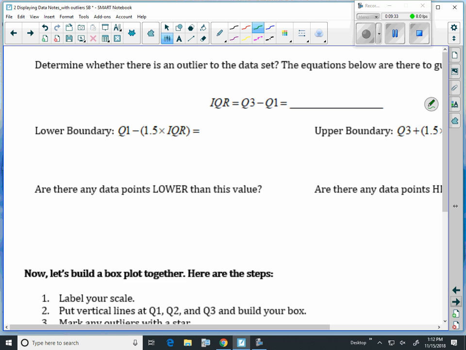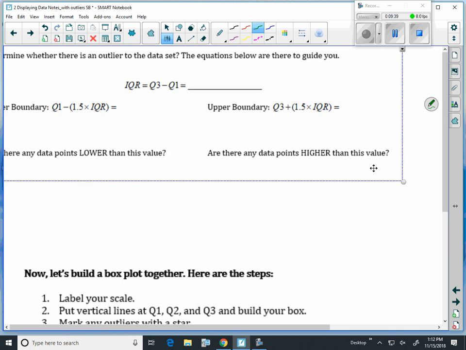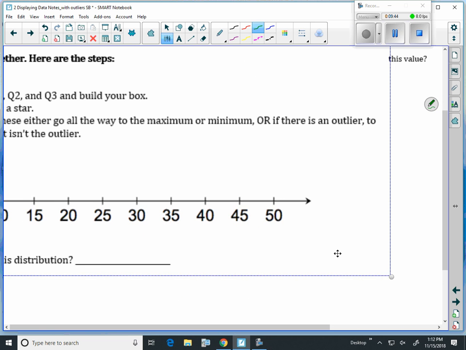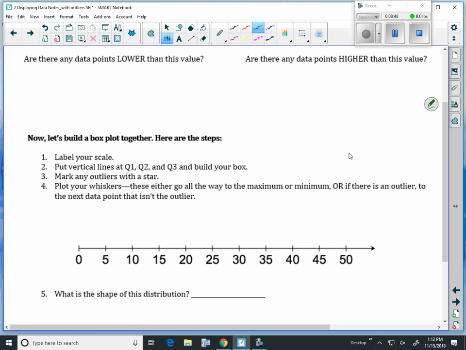Now we have to find all of our data. Go ahead and find your IQR. I think you guys already know how to do these. Go ahead and do these. What's Q1? IQ.